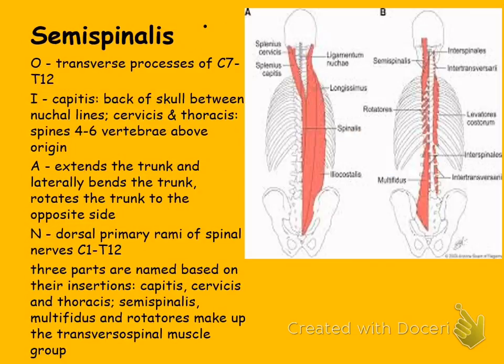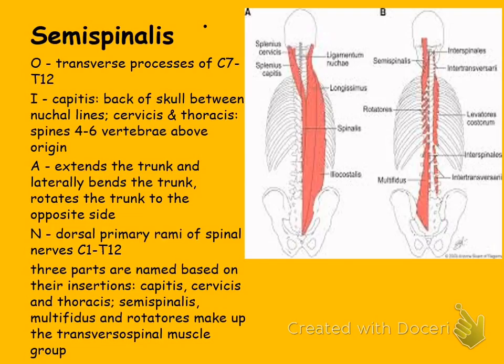Some of these muscles, the semispinalis muscles, are long muscles that go up and down the spine. Semispinalis, spinal. As you see spine in that word. So it originates on the transverse processes of the 7th cervical to the 12th thoracic vertebrae. It has different parts. We have the capitis, which is the very top. We have some that come from the cervicals and the thoracics that go down to the side. And these extend the trunk and laterally bend them. So this is your back muscles.